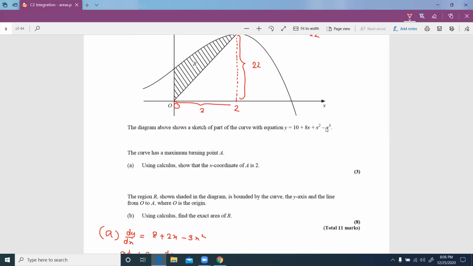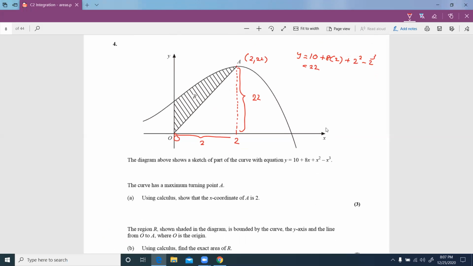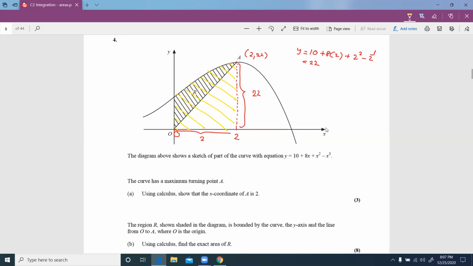Okay. Then they ask about the region R shown in the shaded diagram, bounded by the x-axis, and all these facts are given. Use the calculus to find the exact area R. So simply what you can understand is, initially if I integrate this graph from 0 to 2, you will obtain this answer. There is no doubt about that. You can obtain this whole area if you integrate the curve from 0 to 2.